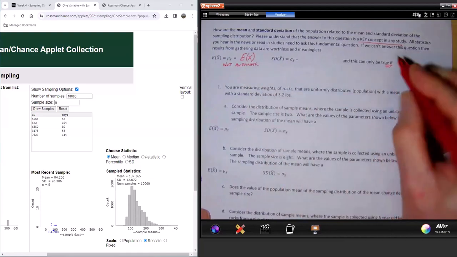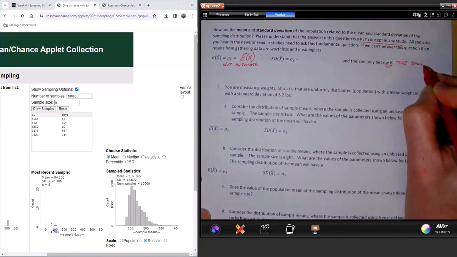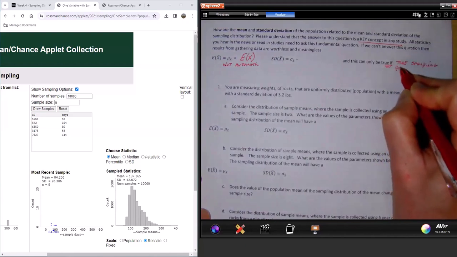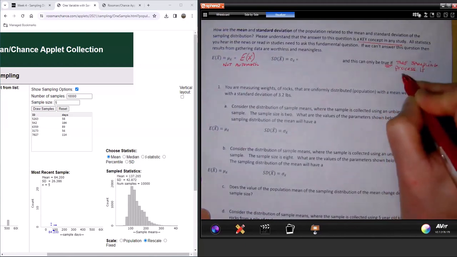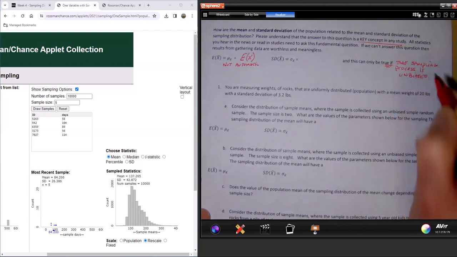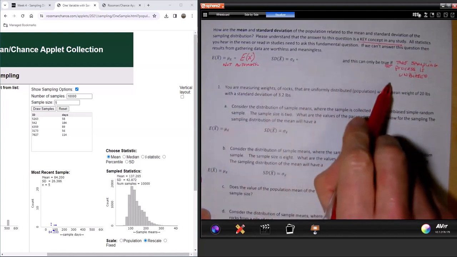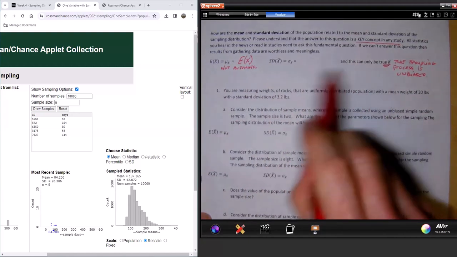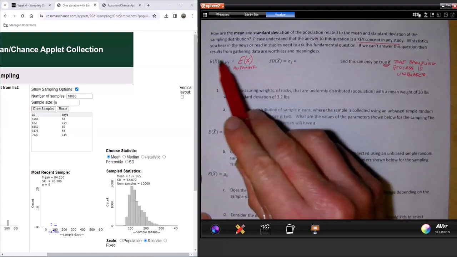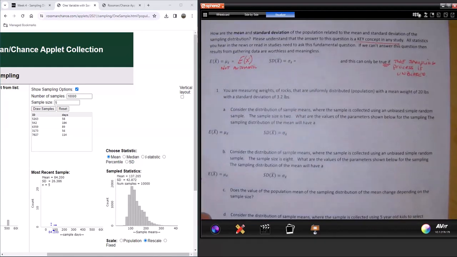And this can only be true if the sampling process is unbiased. If this is not true, this is not true. If your sampling process is biased, then these two numbers are not going to be equal. And this is bad news. And why is this bad news? Because that means that your study is worthless.